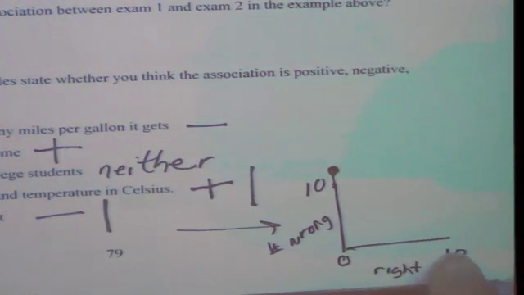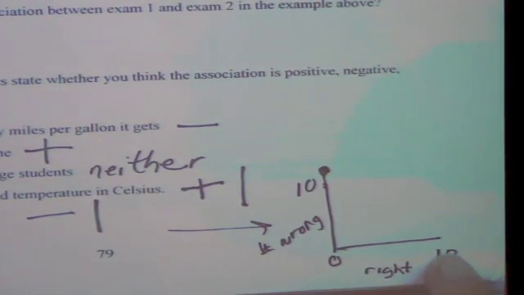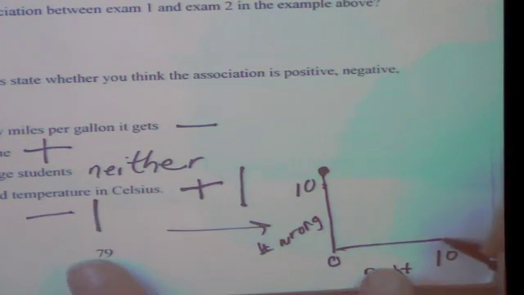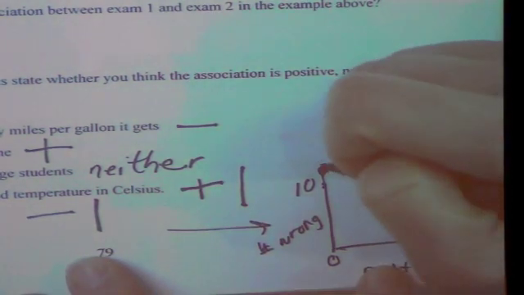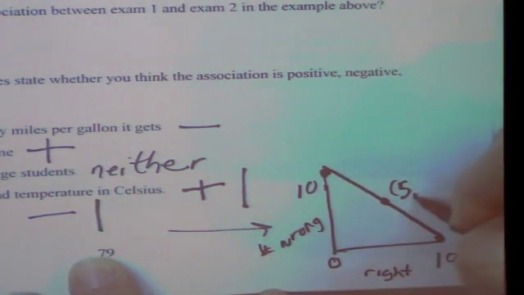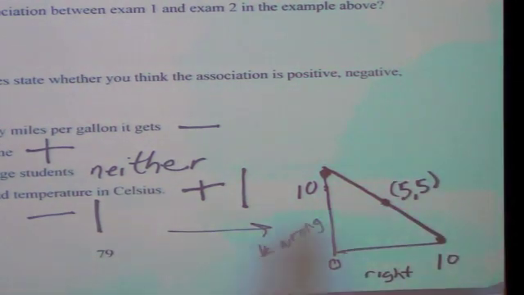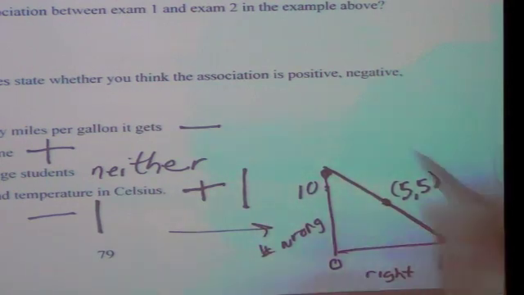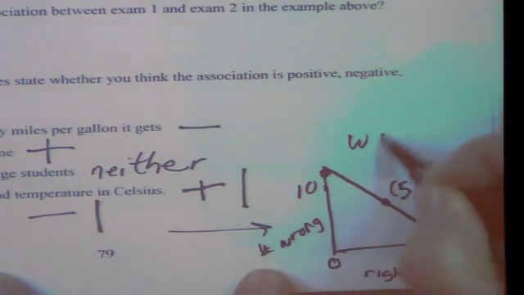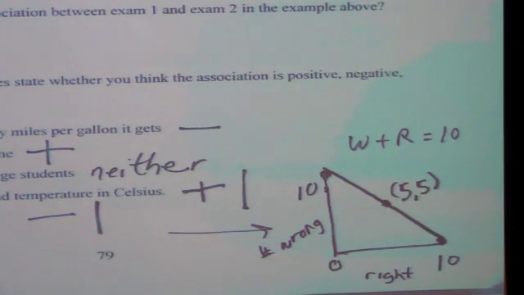What if I said you got 10 right? How many wrong did you get? There are only 10 questions. If you got 10 right, you got how many wrong? 0. So it would be this line. 5 would be right here. If you got 5 right, you'd get 5 wrong, and so on. They'd have to add to 10. The equation would be wrong plus right equals 10. That's your equation. It's a linear equation. So you'd know perfectly. Do you understand?